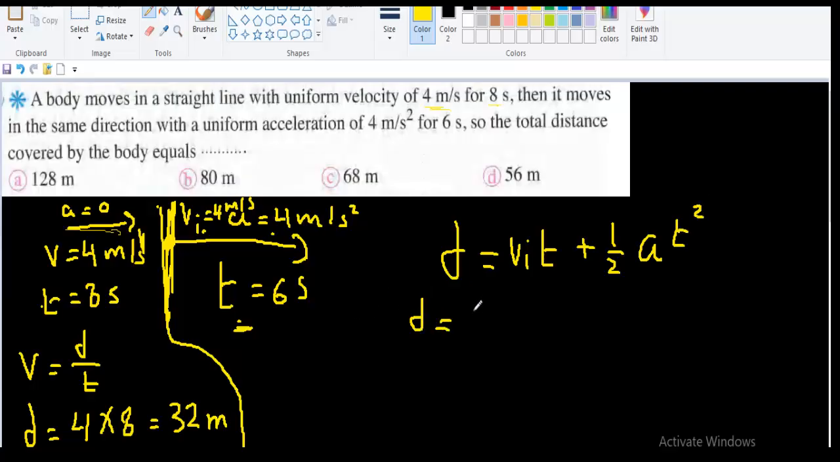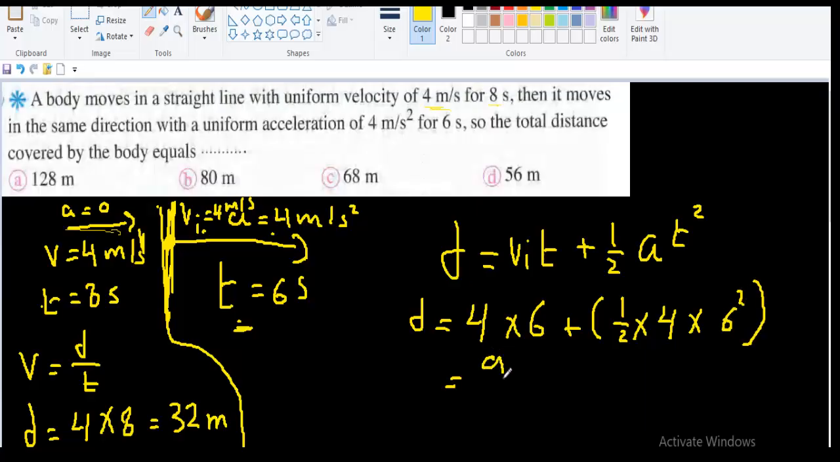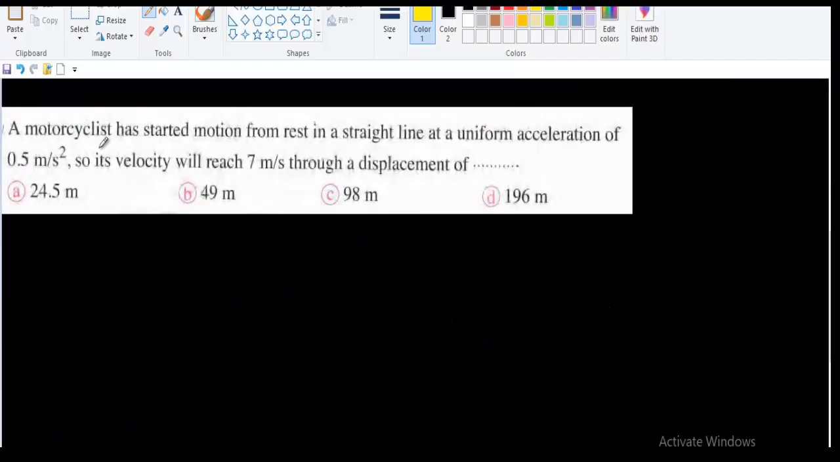Displacement here, VI equals 4 times T, which is 6, plus open bracket half times acceleration 4 times T, 6 power 2, equals 96. So the total displacement equals 32 plus 96, which equals 128 meters.